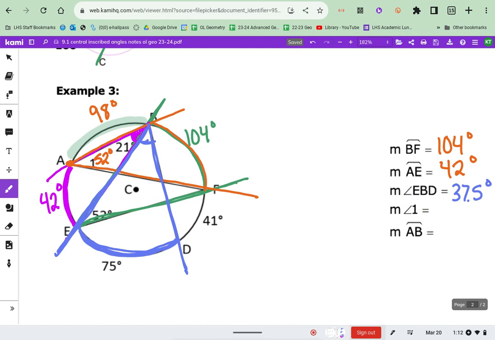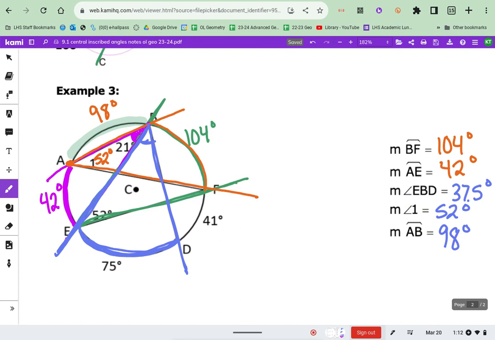Yeah, for 98, did you just add all of them and subtract them by 36? I did, yes. Let's see, angle 1 we already found is 52 degrees. And AB we found is 98 degrees. Awesome.